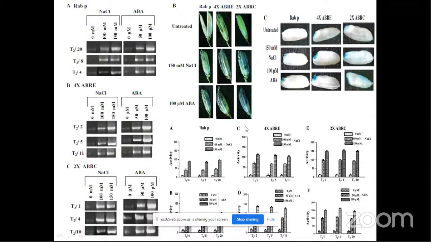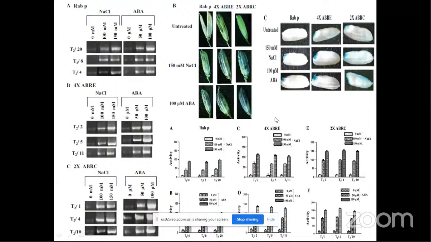So this is the colorimetric GUS analysis where we showed that the 2x ABRC promoter is probably the strongest, because when you apply 150 millimolar NaCl or 100 micromolar ABA, you see the strongest induction of GUS in 2x ABRC followed by 4x ABRE. The RAP promoter is rather a weak promoter because it has only one ABRE, whereas here you are using ABRE and ABRC, 2 repeats, and here 4 tandem repeats.